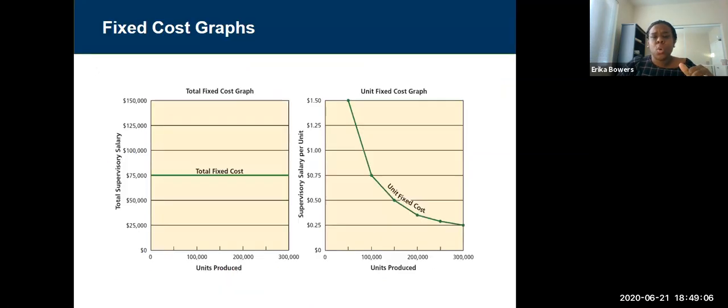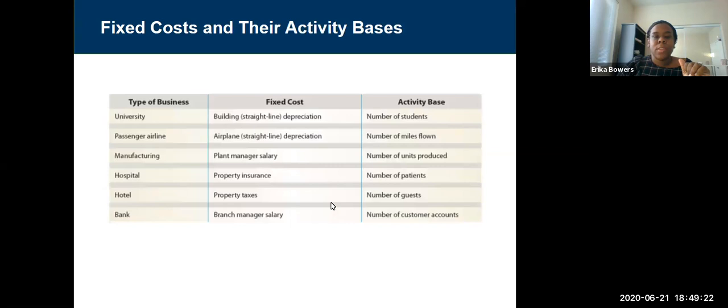And so the graph for that is, this is our main graph for our total cost. Fixed cost stays the same. It looks like the variable unit cost, but then our per unit cost does this decline. And then these are the same types of businesses and their activity bases with the types of fixed costs that they have.